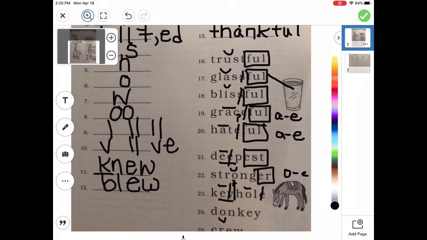And our last word, what do you see? Well, we've got vowel, consonant, consonant, vowel. So I know I'm going to break it apart right here. I've got don, short O because it's CVC. And then over here I've got that EY. So long E, silent Y, K-E. Donkey. Very good. So we're going to match it to the picture.